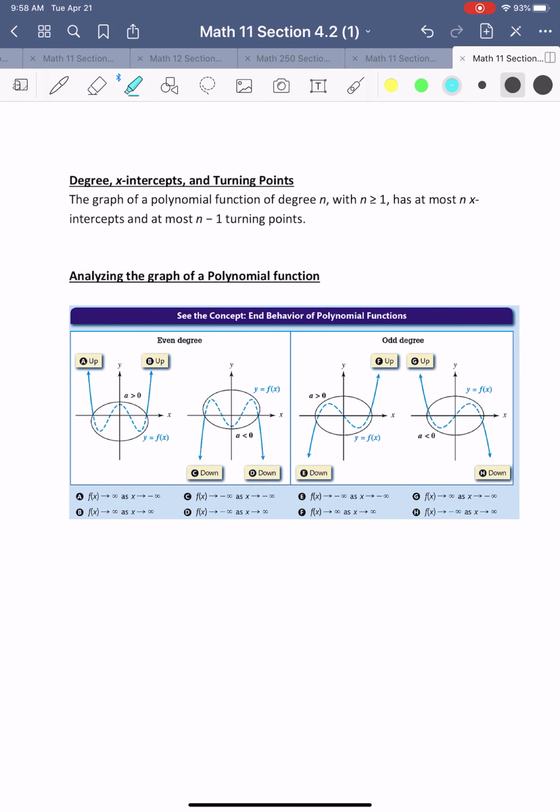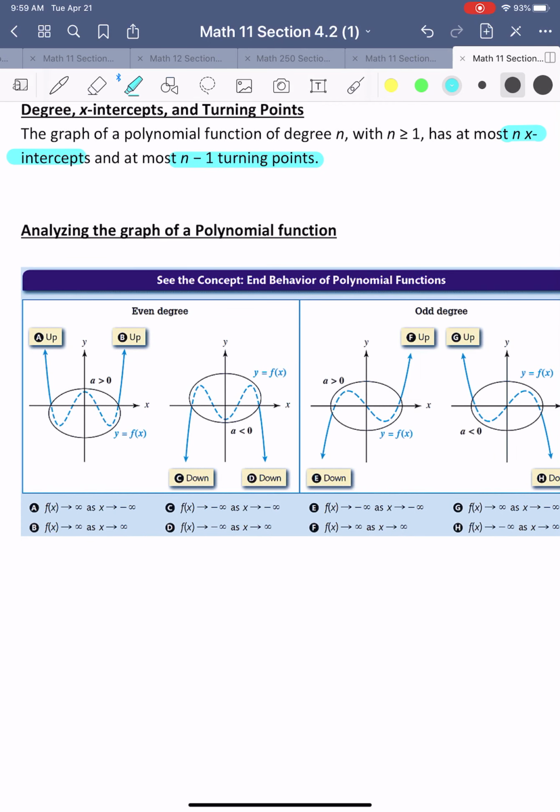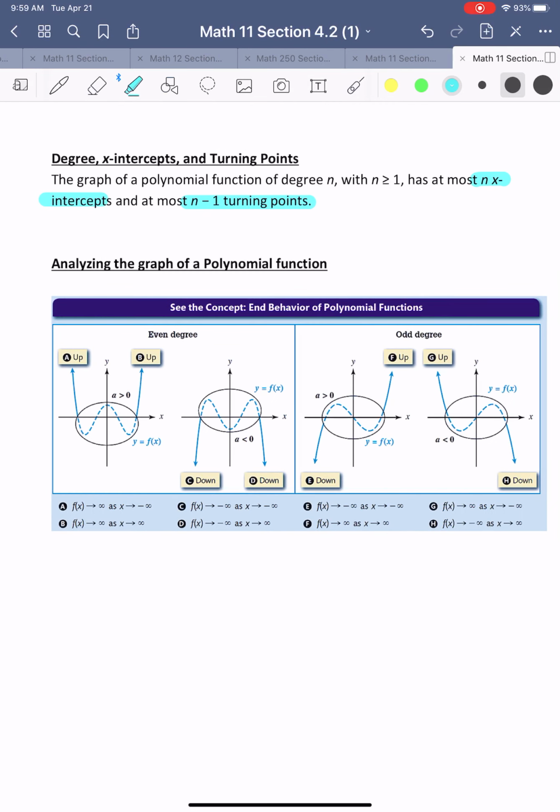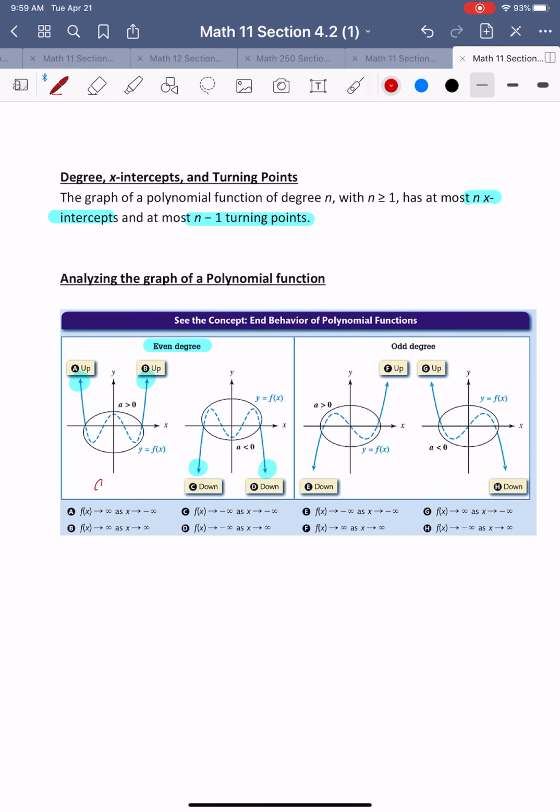So degree, x-intercepts and the turning points. A graph of a polynomial of degree n, where n is greater than or equal to 1, has at most n x-intercepts and n minus 1 turning points. Okay, so let's analyze the graph of the polynomial. When we have an even degree, the ends always go in the same direction. In this case a is positive, and this is the case where a is negative.